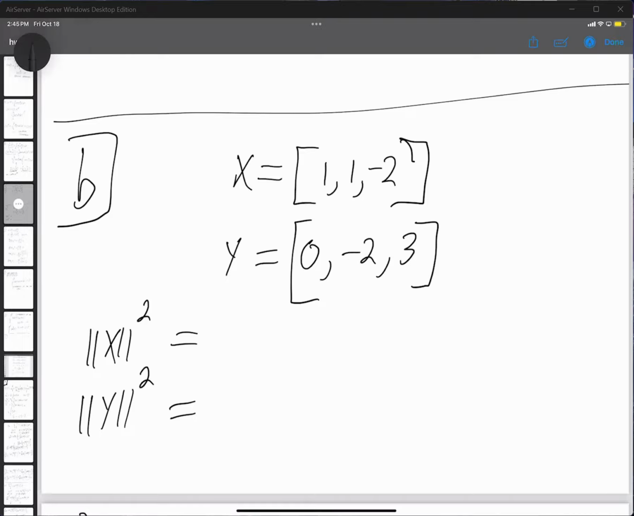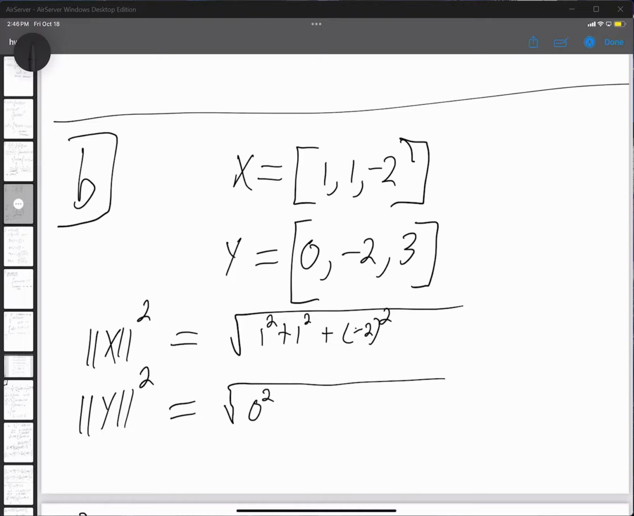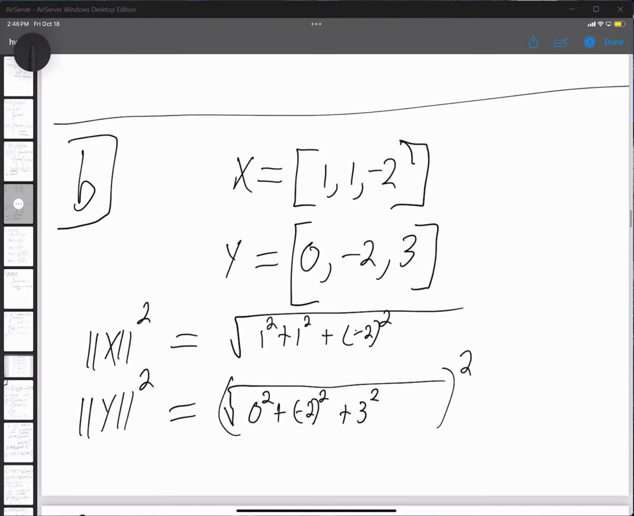And then we're going to take 1 squared plus 1 squared plus -2 squared and square root it. And for this one, we're going to take 0 squared plus -2 squared plus 3 squared and square root it. Notice that there's a square outside of that, which is going to make that square root disappear. So we can ignore that square root. So this will be 4 plus 1 plus 1, which is 6. This will be 9 plus 4 plus 0. 9 plus 4 is 13. Those are your two answers for B.